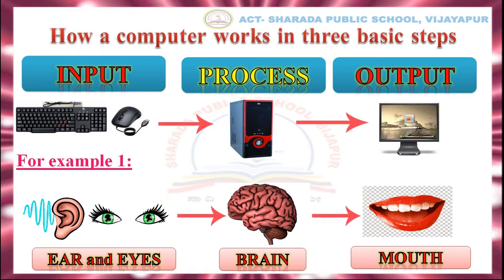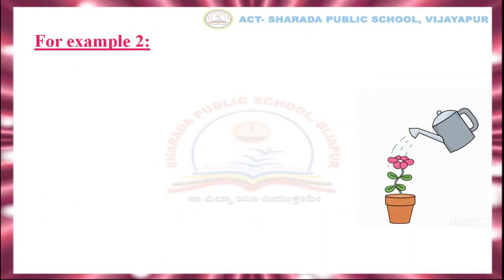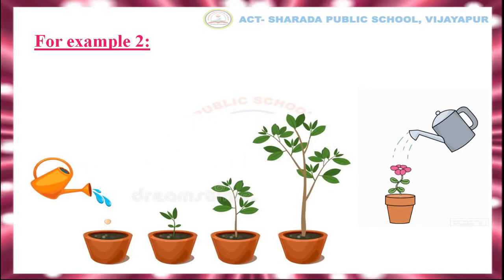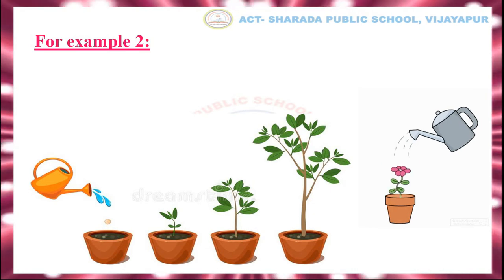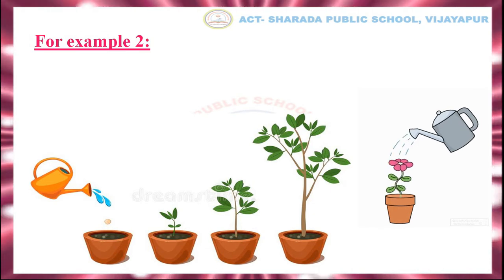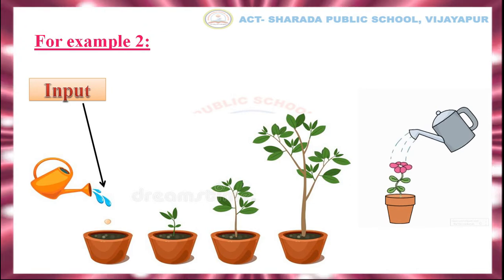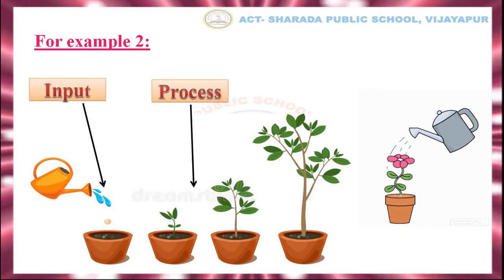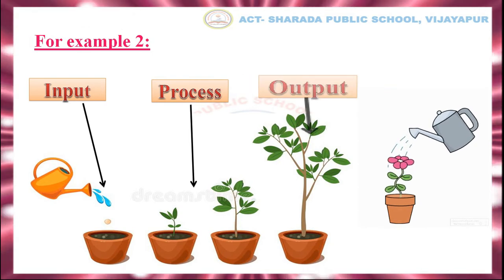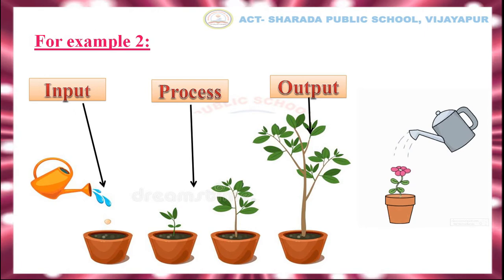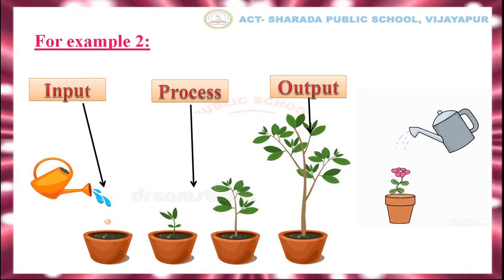Now we will see one more example, that is example number 2. Here a plant takes in water and gives flowers. Taking in is called input, growing is process and giving flowers is called output. Water is the input and flowers are the output of a plant.